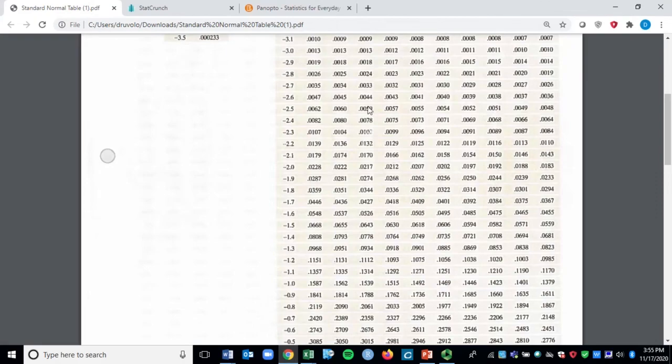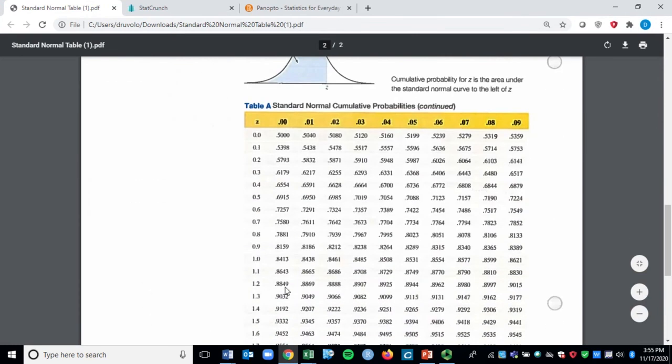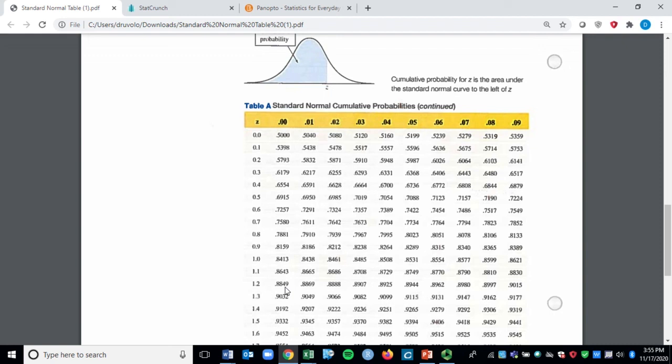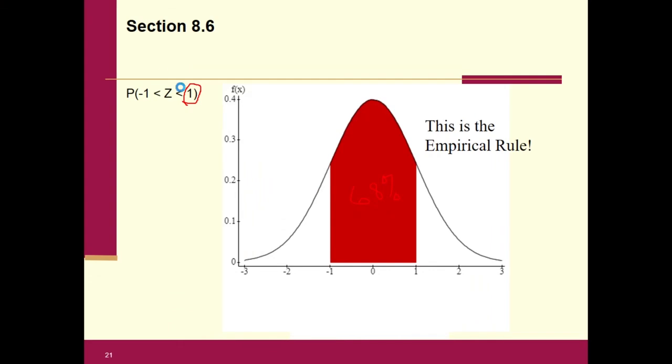So we're going to look up positive 1. And we got here 0.8413. Okay, so let's go ahead and put that on our graph. So we got here 0.8413. That is the area from here all the way over to negative infinity. Okay, that's what that is.